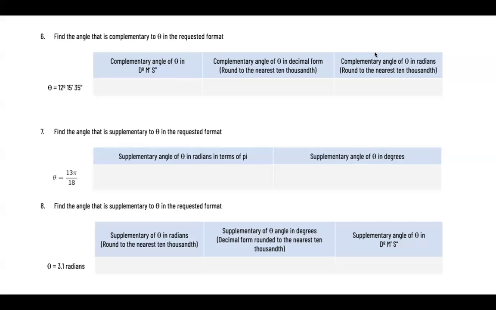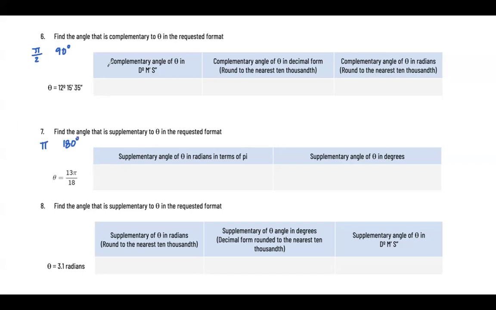Let's think about complementary and supplementary angles. When you talk about complementary angles, you need to reach 90 degrees, or pi over 2 while working in radians. Supplementary angles are two angles that together will get you 180 or pi.